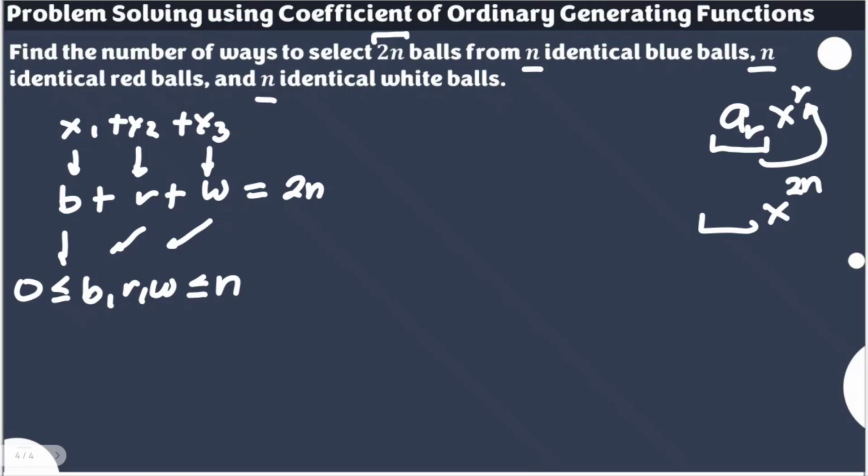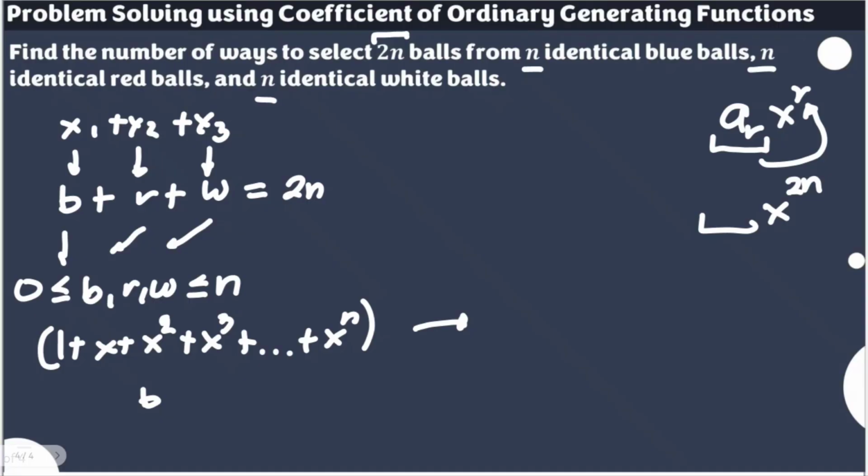So for this, how do we write the equivalent ordinary generating function? For the number of blue balls, the restriction would be n. So you have here 1, because it may not be chosen, plus x plus x squared plus x cubed, but it will end at x to the power of n, regardless of what that value is. This is also true for the number of red and the number of white balls, because they have the same restriction.